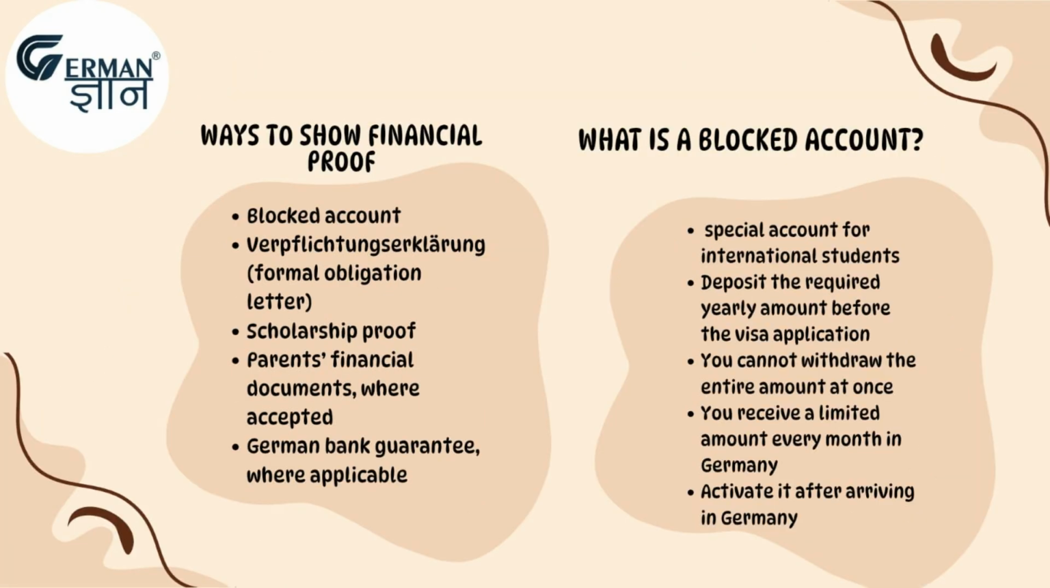Ways to show financial proof. There are different ways to show financial proof. The most common method is a blocked account. Other options can include a formal obligation letter from a financially capable person in Germany, a scholarship certificate, parents' financial documents where accepted, or a German bank guarantee. Your final option must match the requirement of the German mission handling your application.